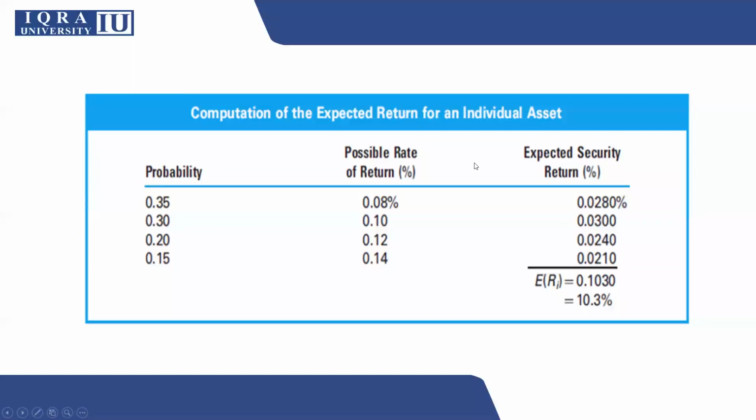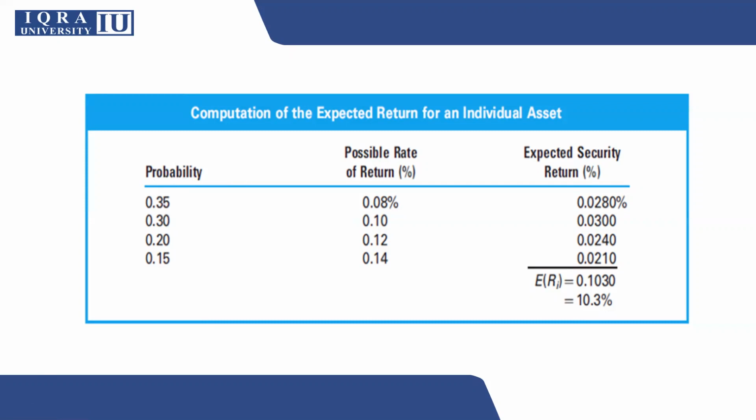So this is one security that has been taken in this question. As you can see in the first column, we are showing probabilities. Remember that in case of probabilities, these are the expectations from the investor's point of view, what return he is expecting and what percentage of probability he is allocating to that particular return.